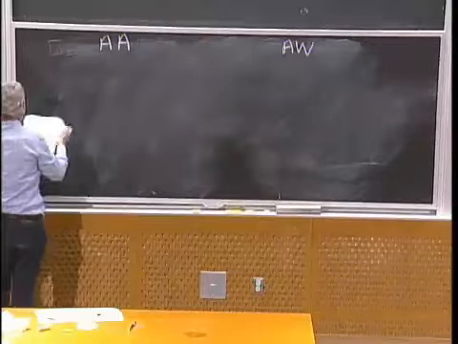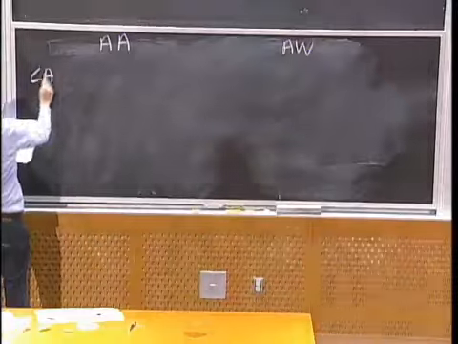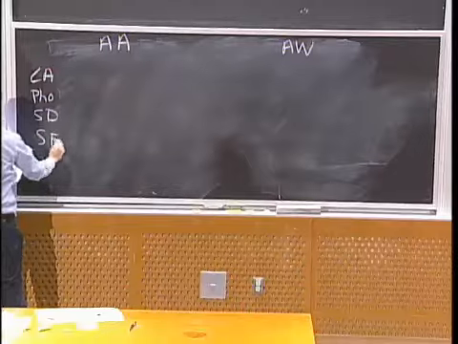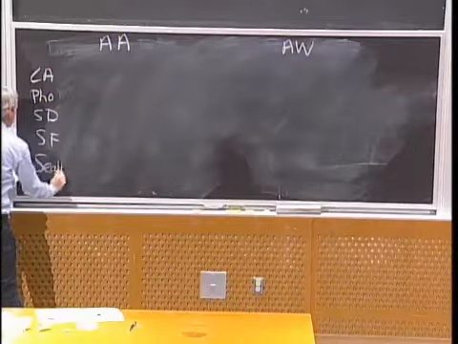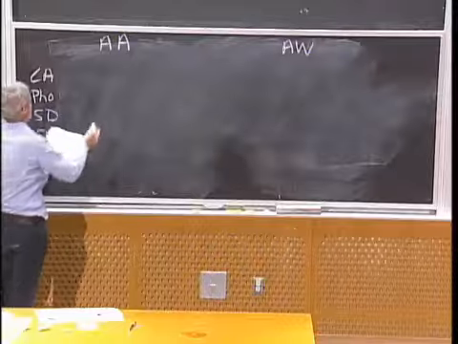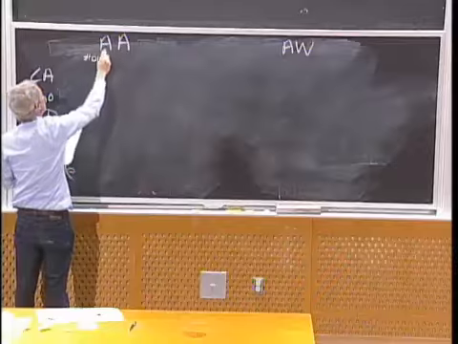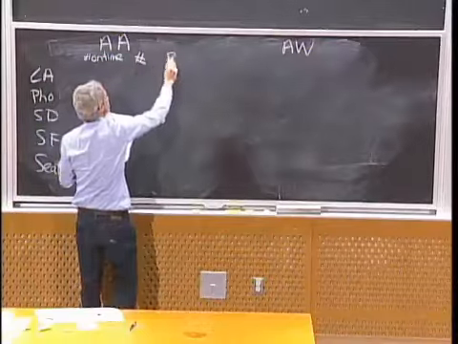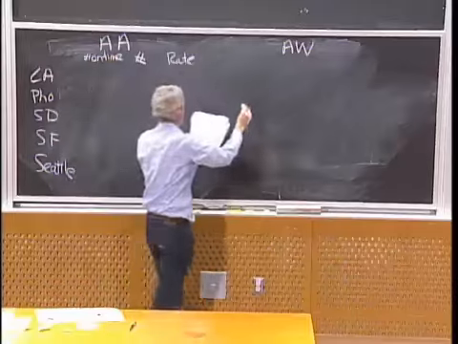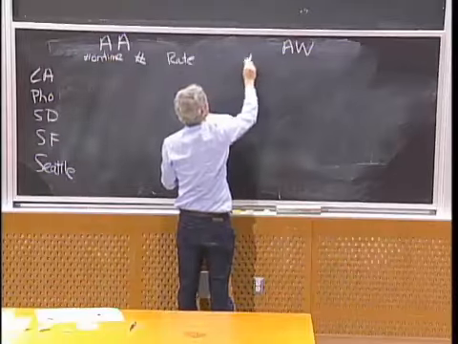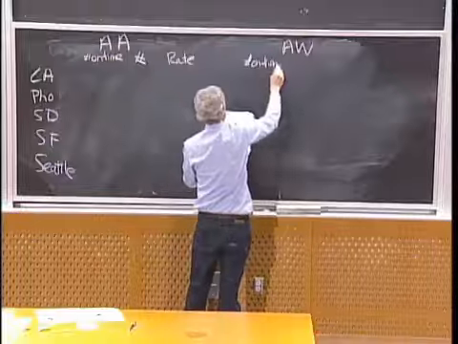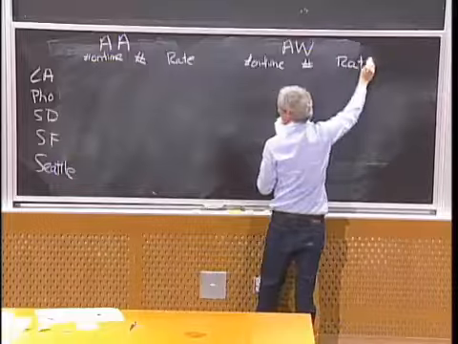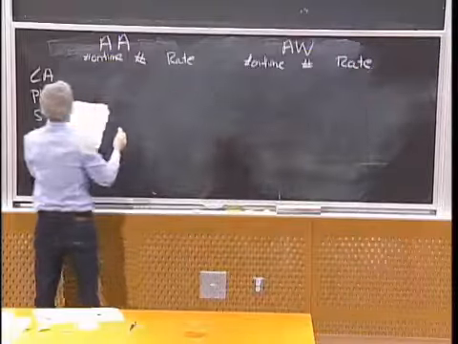And they took 5 cities: LA, Phoenix, San Diego, San Francisco, and Seattle. And then you looked at the number on time, the number of flights, and then the rate, percentage on time. And then same thing here, number on time, number of flights, and the rate. All right, so I'm just going to give you the numbers here.